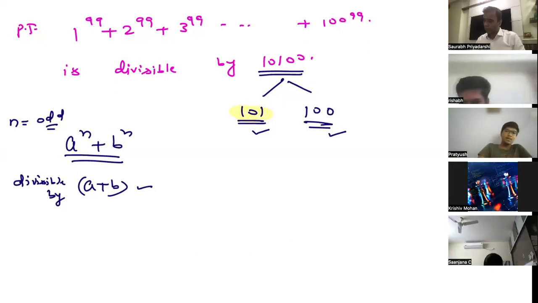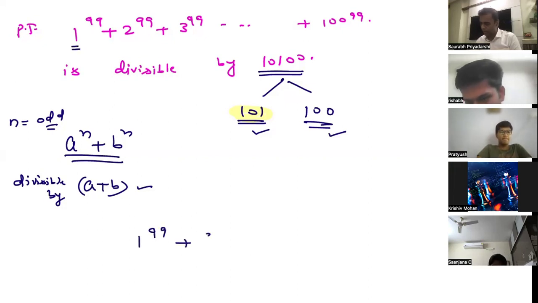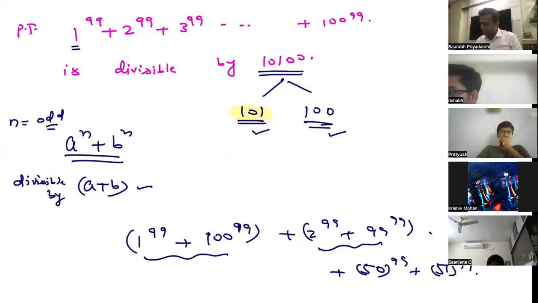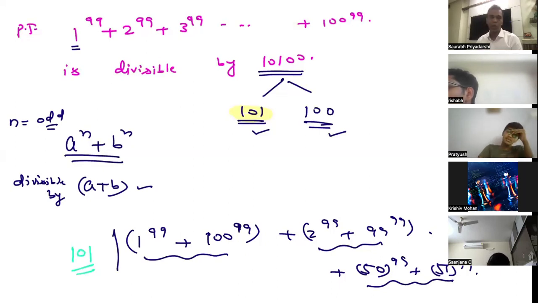Now, if okay, I can combine 1 to the power 99 plus 100 to the power 99, 2 to the power 99 plus 99 to the power 99, and so on, up to 50 to the power 99 plus 51 to the power 99. Every pair gives me the factor 1 plus 100, 101, 2 plus 99, 101, and 50 plus 51, 101. From this, we have proved that this will be divisible by 101.